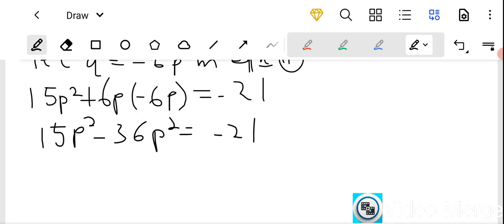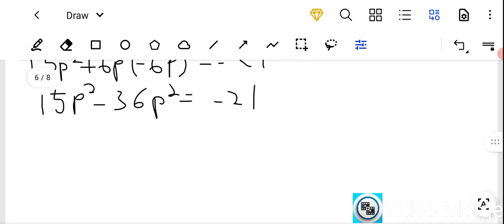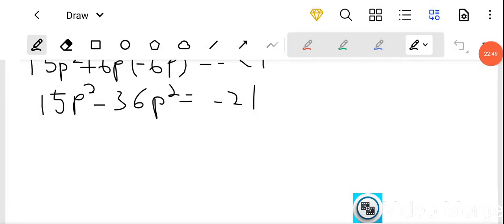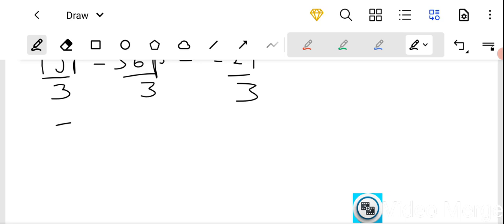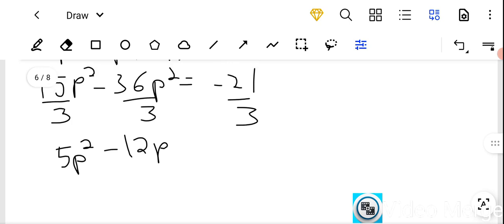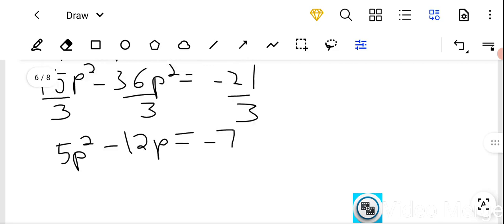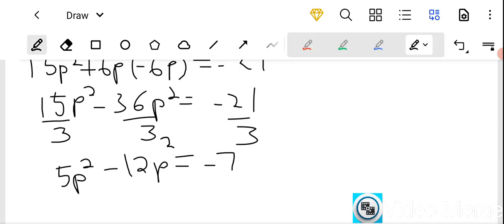Okay, before I even proceed, here we know that there's a number that can go into all of this, and that number is 3. Sorry for that, the document was trying to save itself. That number is 3, so divide by 3 throughout. You're going to have 5p squared minus 12p squared, take note, is equal to negative 7.